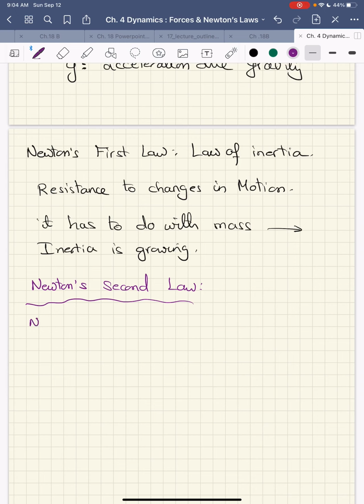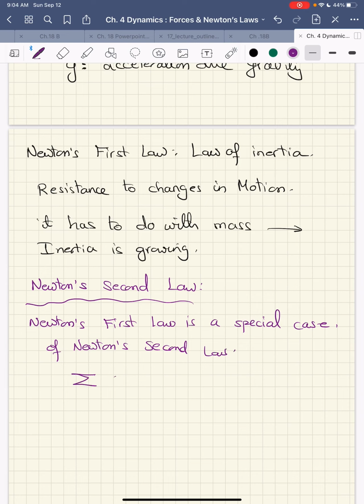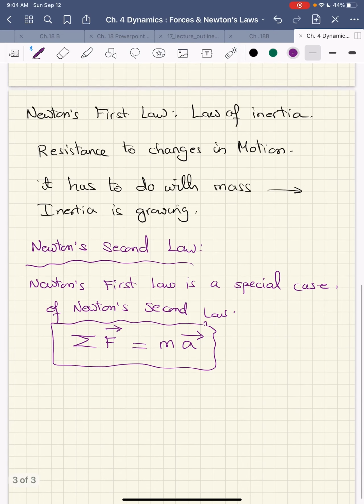Of course, I can say Newton's first law is a special case of Newton's second law. Now, Newton's second law has to do again with the net of forces, but it is telling us that there is a direct proportionality between acceleration and net force. This is what is creating that acceleration. It has to do with the net force.